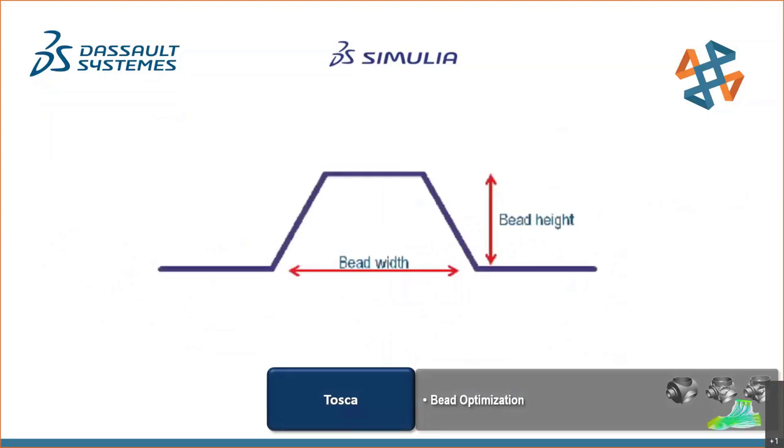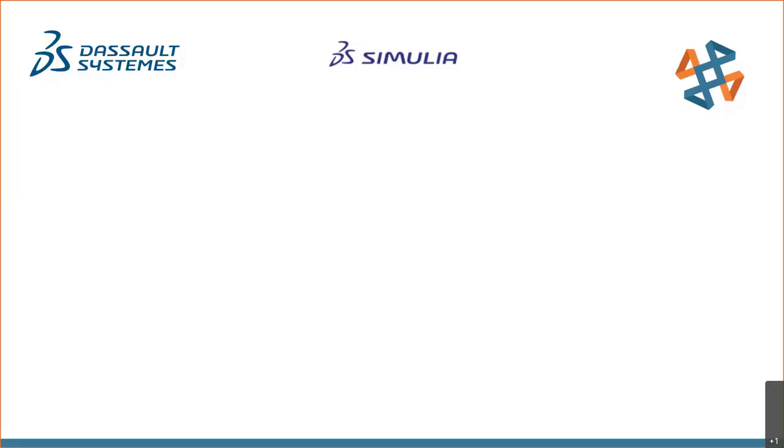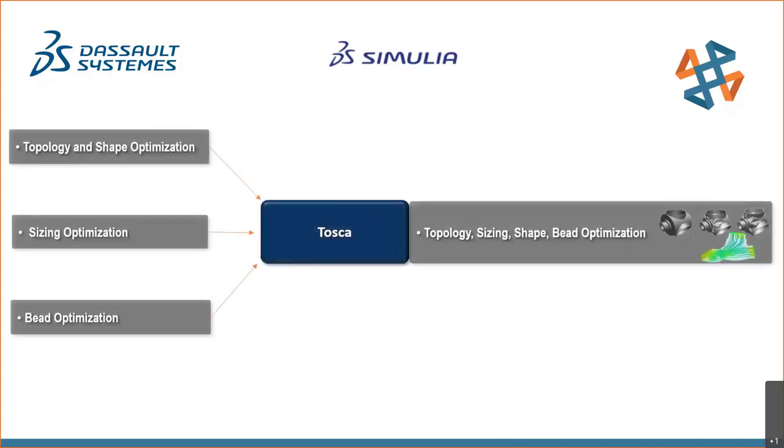A third capability of Tosca is what's called bead optimization. This allows the generation of raised structures within the geometry to increase the stiffness of parts. So these three optimization routines make Tosca a really versatile program to handle a wide variety of parts and optimization of them.